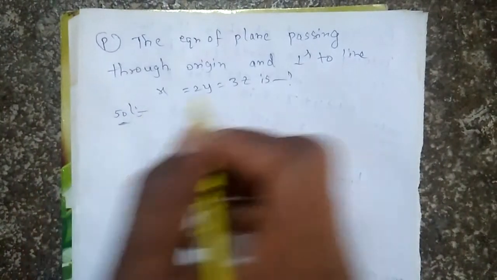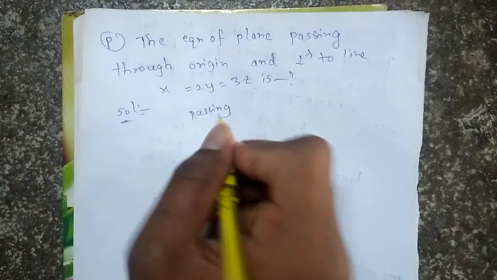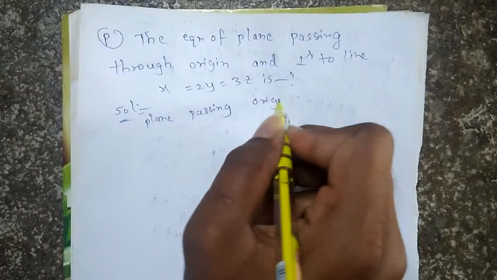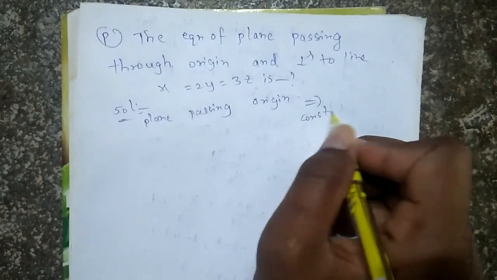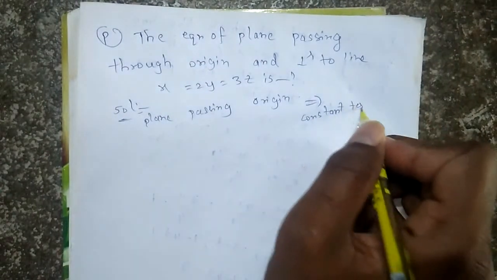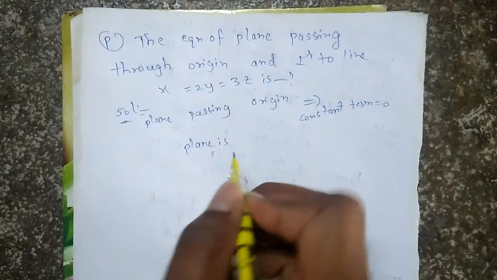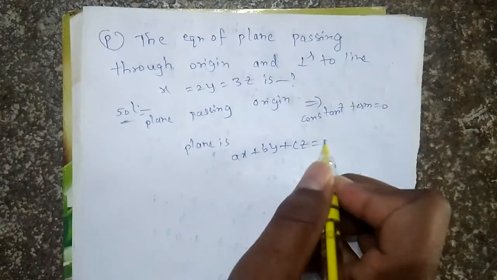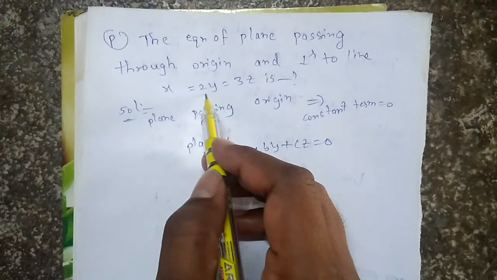So here, passing through origin means the plane passes through the origin, so this implies the constant term is equal to 0. Constant term is 0. So our plane equation will be ax plus by plus cz is equal to 0. Now it is perpendicular to this line.